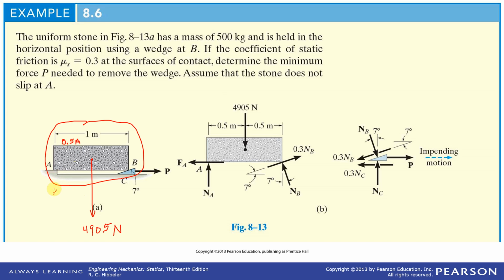Now, we've worked out these problems before. Half this, 2452 and a half newtons. And NC then would also equal 2452 and a half.